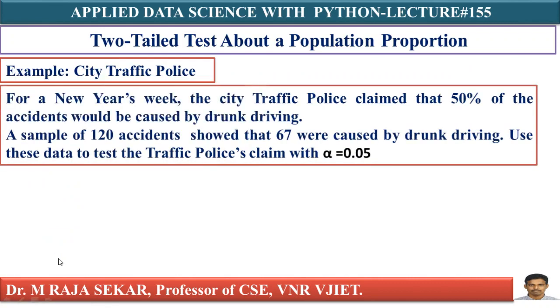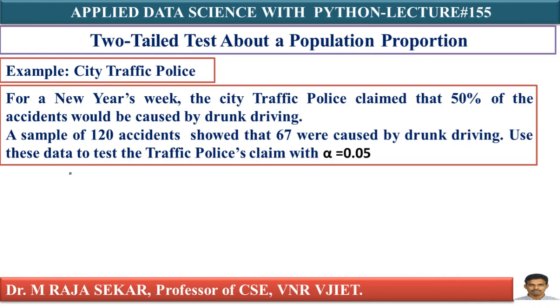We already discussed this one in previous lectures. Now we will try to understand one simple example, the city traffic police example. For a New York week, the city traffic police claimed that 50% of the accidents would be caused by drunk driving. A sample of 120 accidents showed that 67 were caused by drunk driving. Use this data to test the traffic police claims with alpha equal to 0.05.